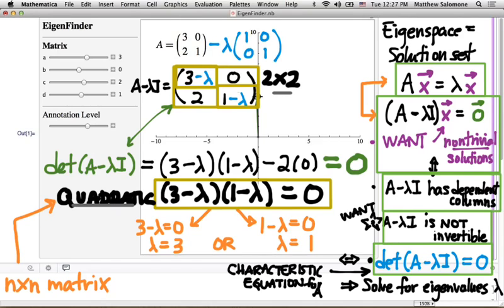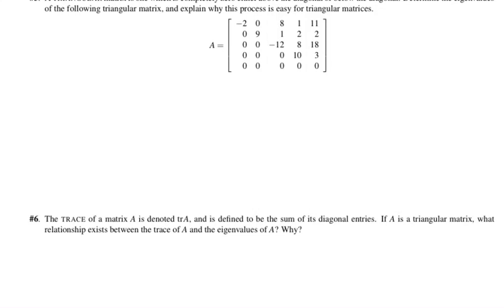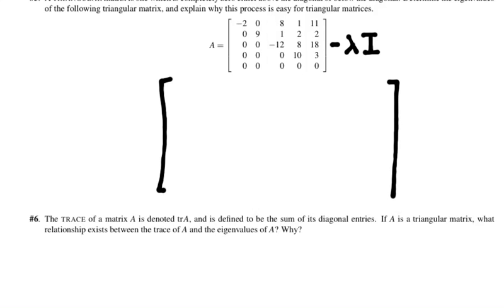Maybe let's just set up a single imaginary example. So here's a 6 by 6 matrix. Let's suppose that I were to take this matrix minus lambda times the identity. Then what would that look like? I would just subtract lambda from every one of the entries on the diagonal.